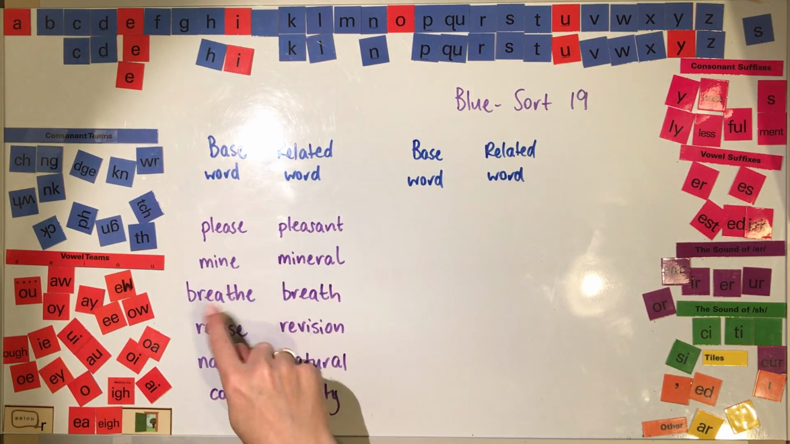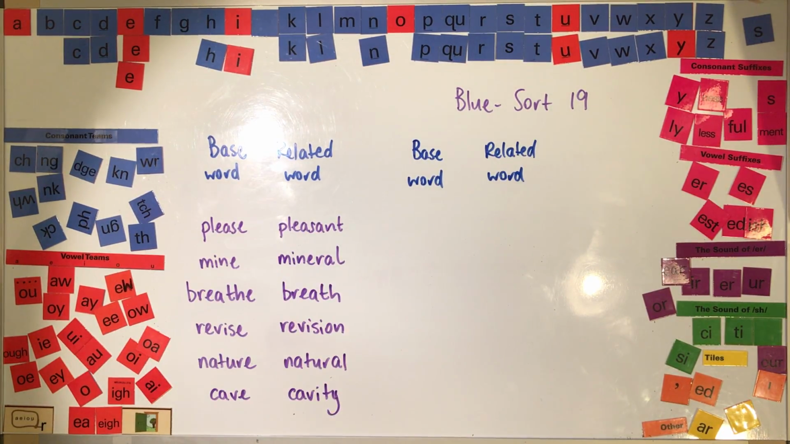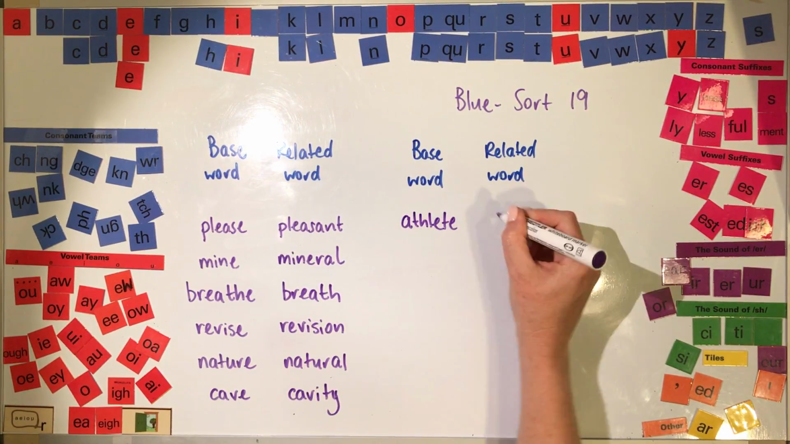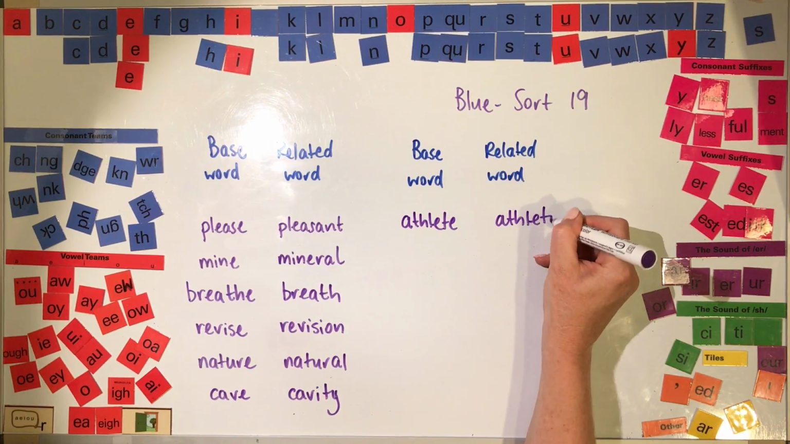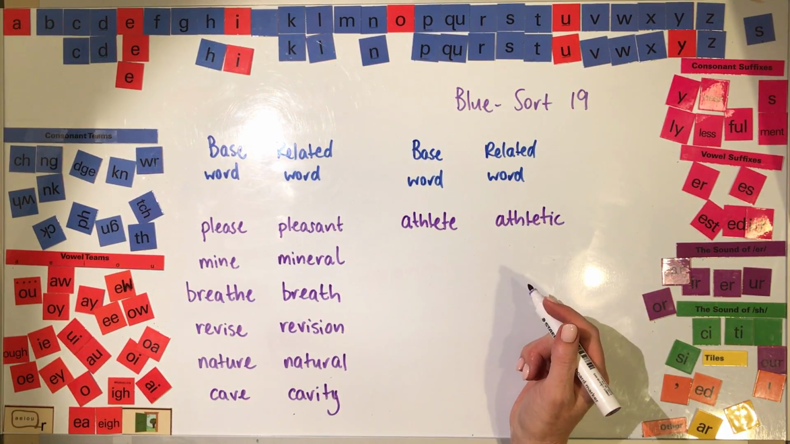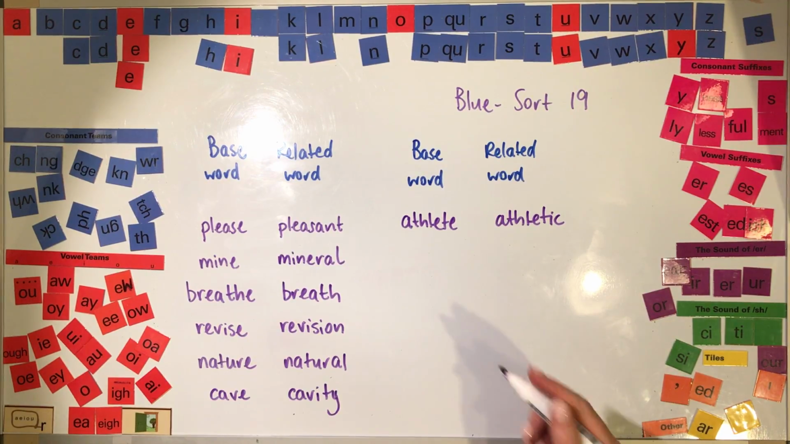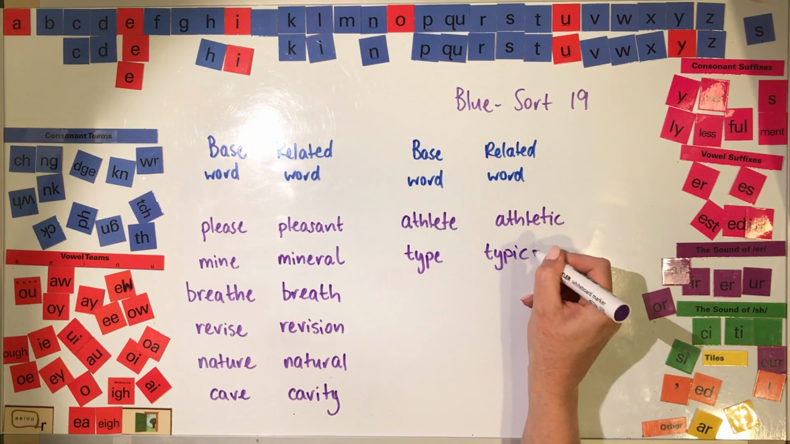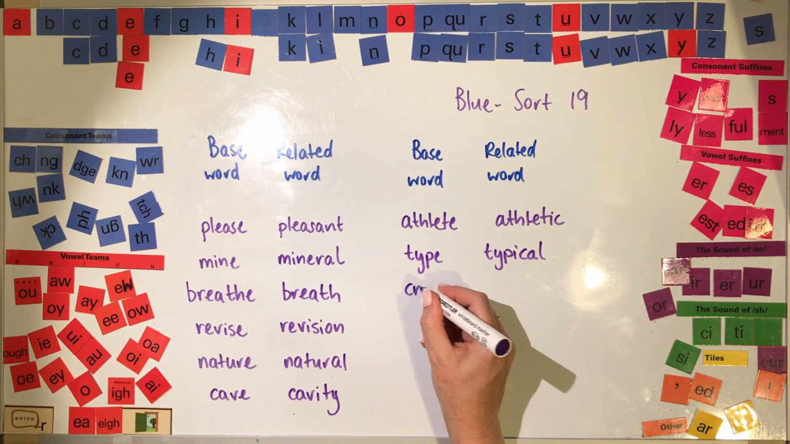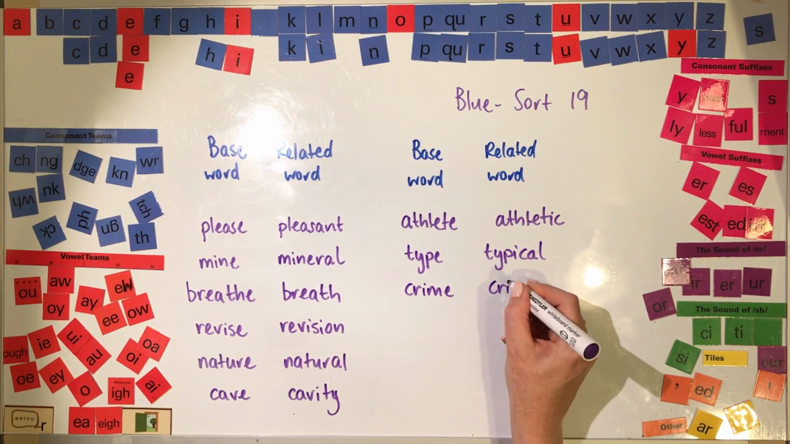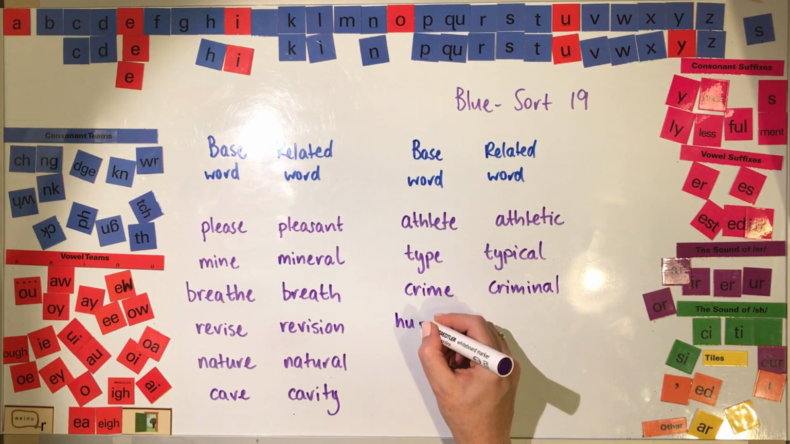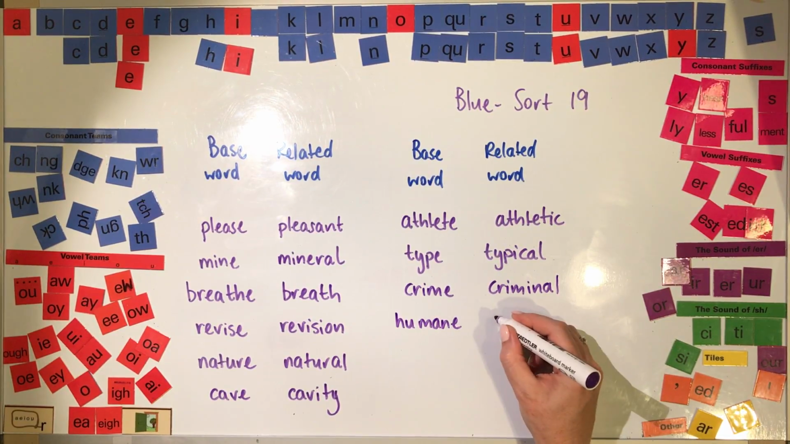Okay, so these are base word and related word pairs. So let's have a look. We've got 6 more. So we've got athlete and athletic. So often the vowel sounds are modified, and we're going to have a look at the pattern of the vowel sounds in a minute. Okay, we've got type and typical. I've already gone through that one. We've got crime, criminal. Obviously someone who does crime. Humane, humanity.